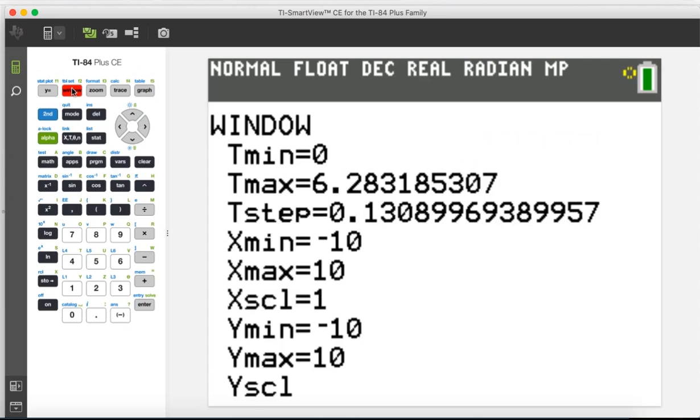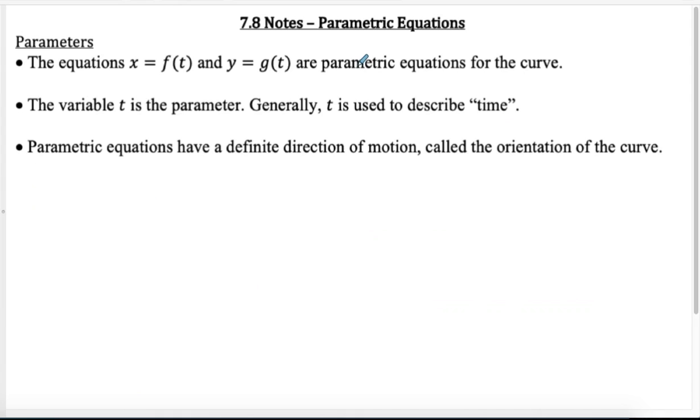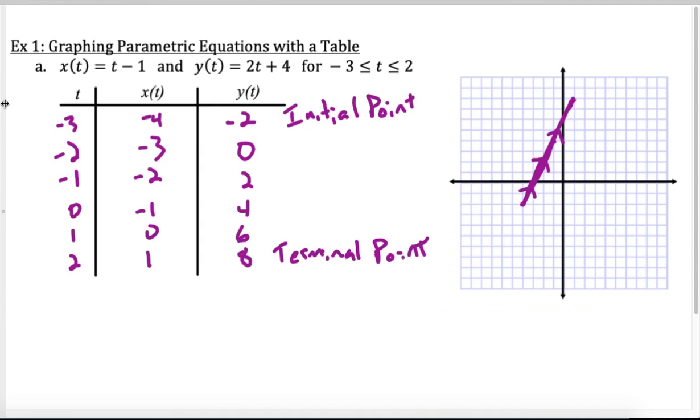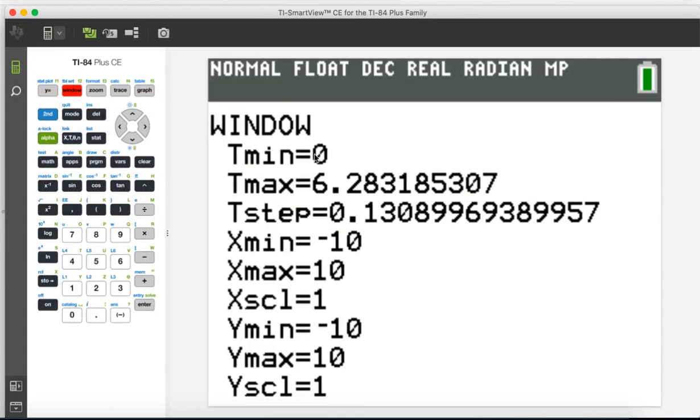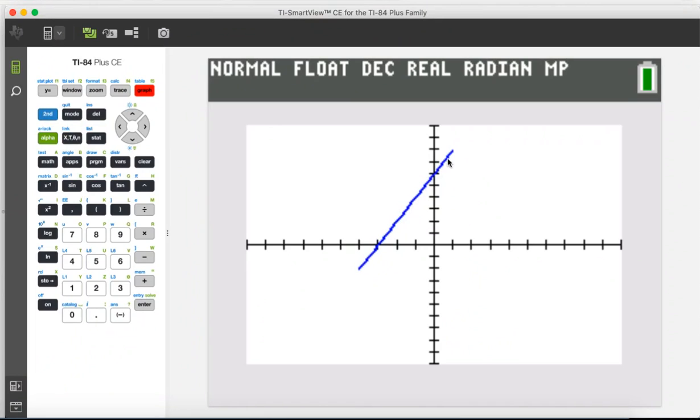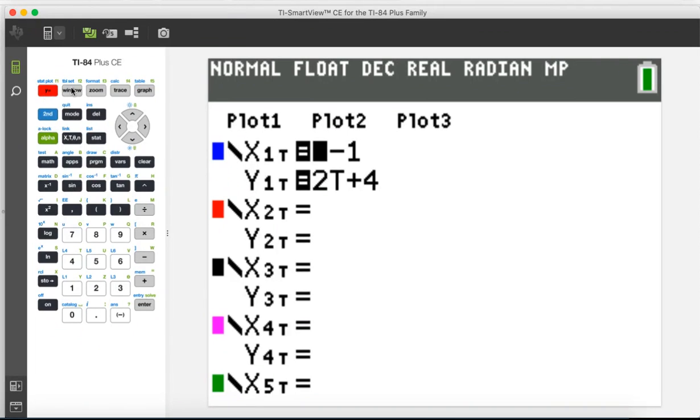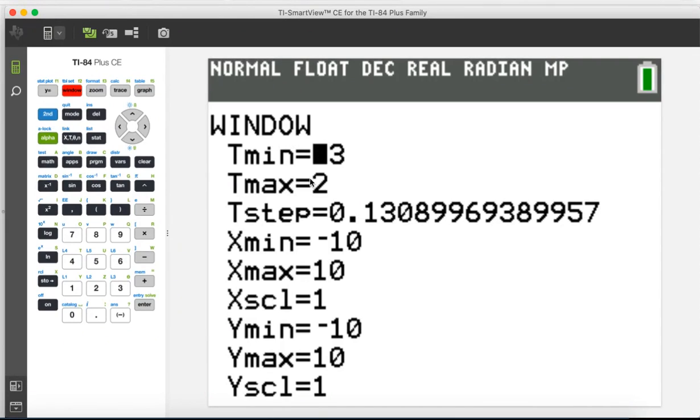Now, if I want to go to window, I need to specify what my t values are. Okay, so in this case, we said we want to go from -3 to 2. So this is where I would put that information in the calculator. -3 up to 2. And then it just shows me that piece of the line that we graphed. Okay, so change your mode to parametric mode, and then y equals will appear like this. And if you go to window, you can specify where you want to start and where you want to end by the t-min and t-max.